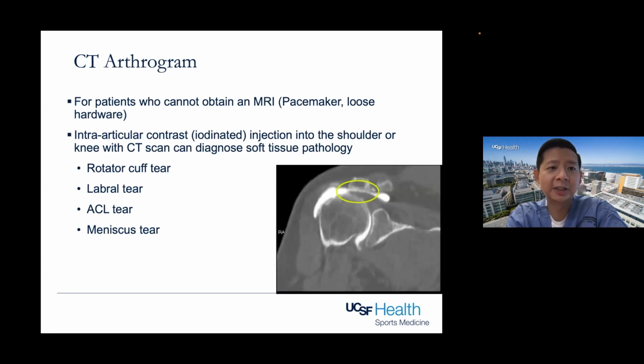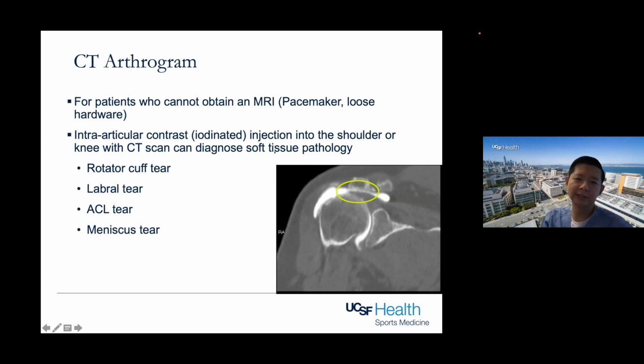And then a CT arthrogram, this is where you inject contrast into the joint, and then you get a CT scan. And this allows you to check for rotator cuff tears when the patient cannot get an MRI, such as when they have a pacemaker or loose hardware, usually like a bullet fragment somewhere, then they can't get an MRI. So then you can do a CT arthrogram, because that arthrogram will basically outline the rotator cuff. And if there's a tear, you'll see that contrast leaking through on the CT scan.